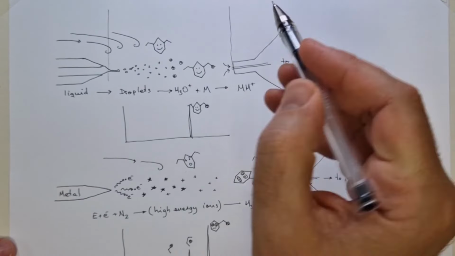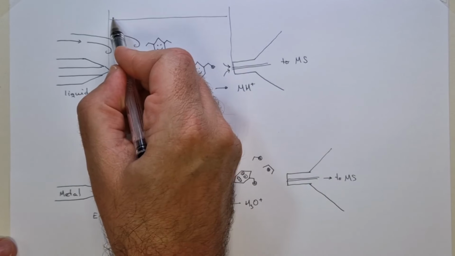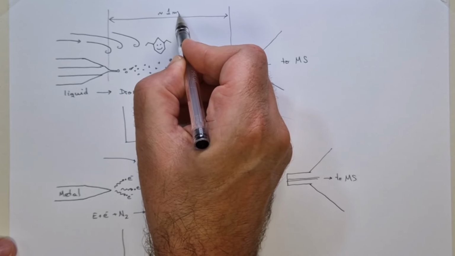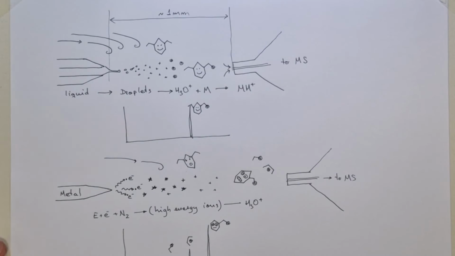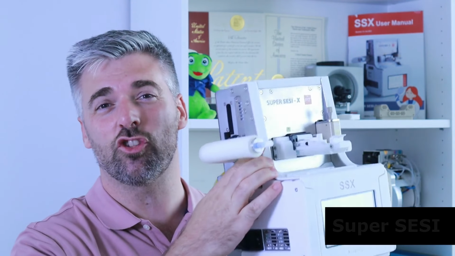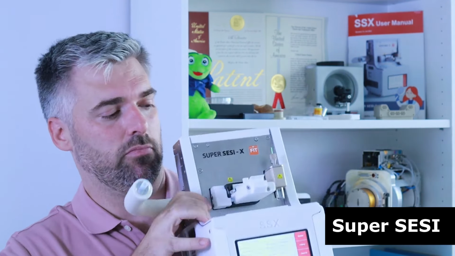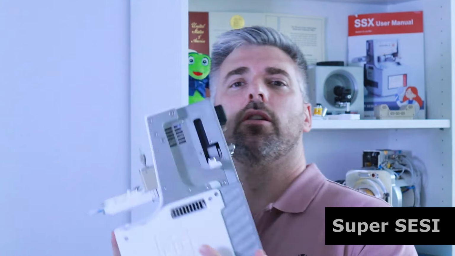Also, we can place the tip of the spray a lot closer to the MS inlet because we don't need to wait for high-energy ions to decay. That gives us a very high concentration of protons and better ionization efficiency. This is a Super SESI source. This is the nanoelectrospray, and here's the sample inlet, and this is the interface to the mass spectrometer.